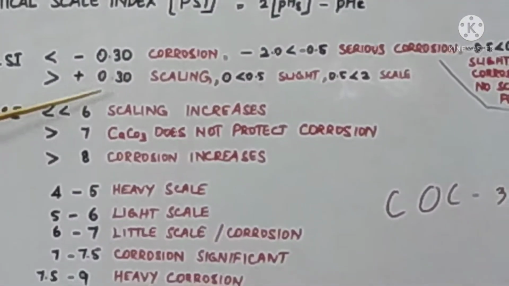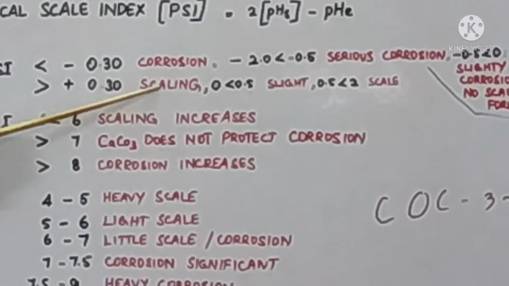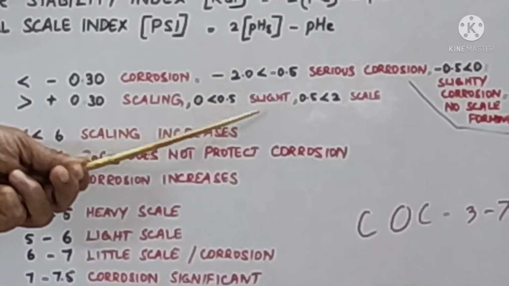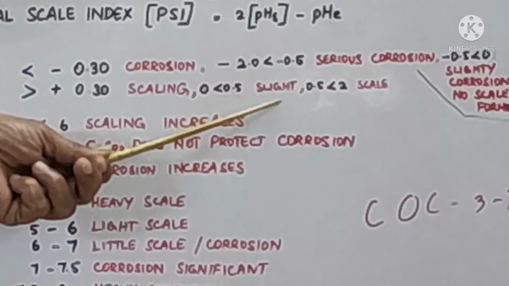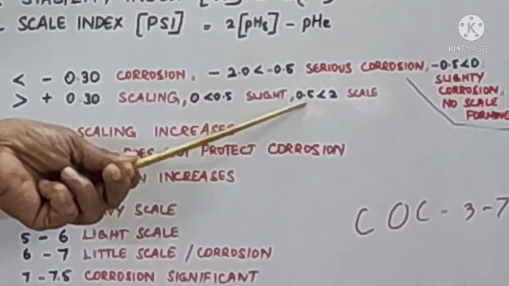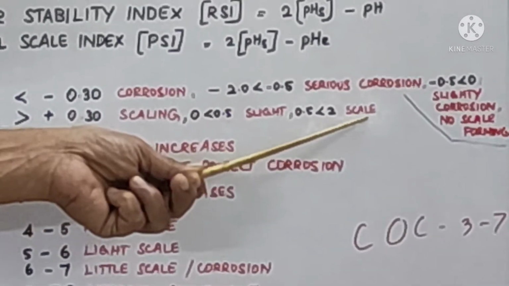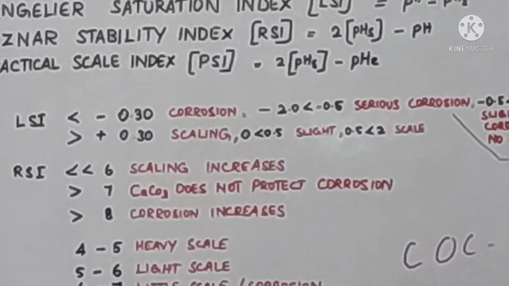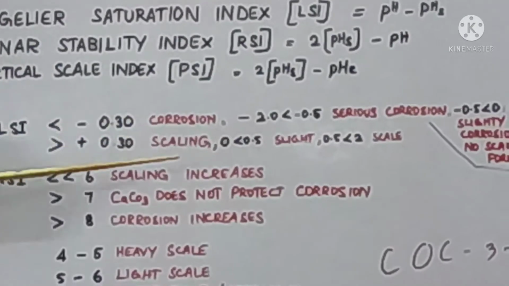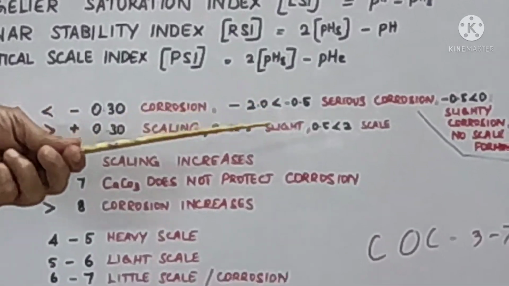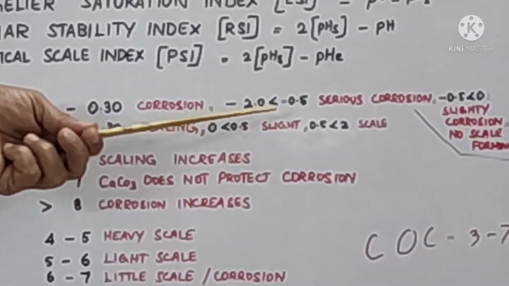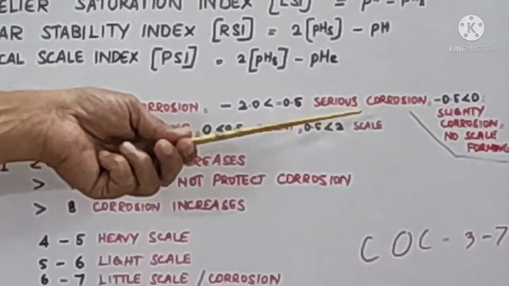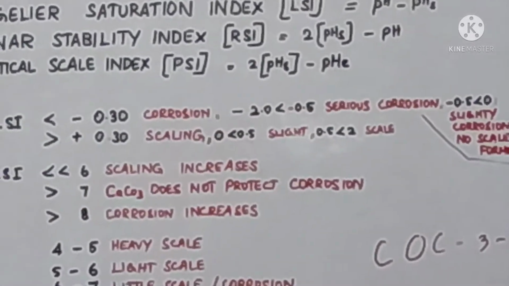Then if it is greater than plus 0.3, scaling will be there. If it is between 0 to less than 0.5, slight scaling and corrosion also will be there. If it is between 0.5 to less than 2, scale formation only will be there. So based on the LSI, they will select the pH value and they will go for either a descaling agent, or if corrosion is there, they will dose a corrosion inhibitor.